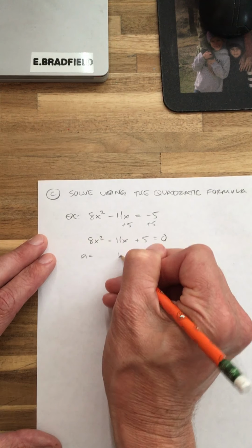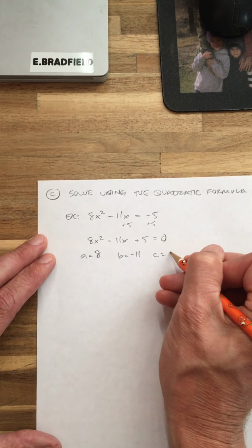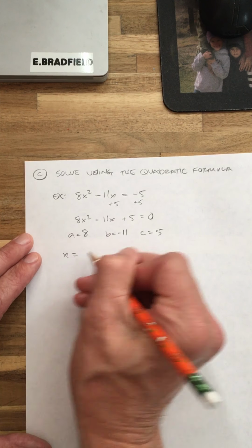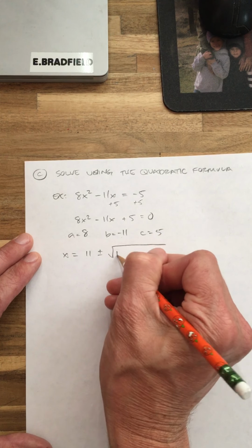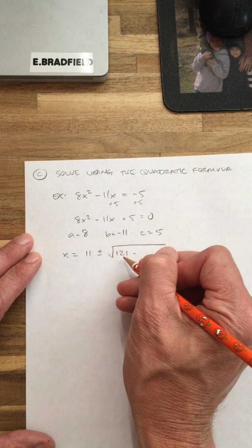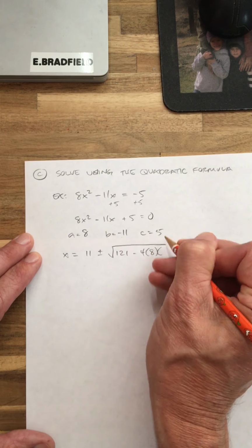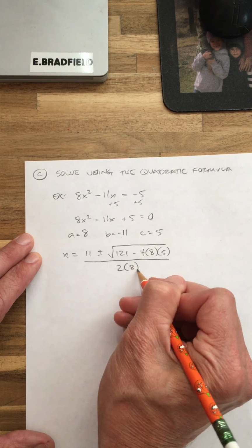Get your A, B, and C. A is 8, B is negative 11, C is 5. Okay, I'll sing the song. X equals opposite B plus or minus the square root of B squared minus, right? B squared is negative 11 times negative 11. That's 121. Minus 4 times AC all over 2A.